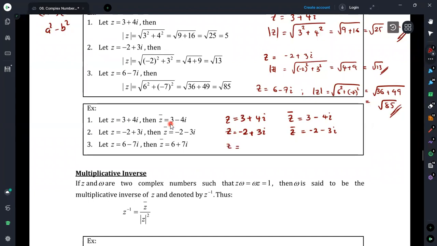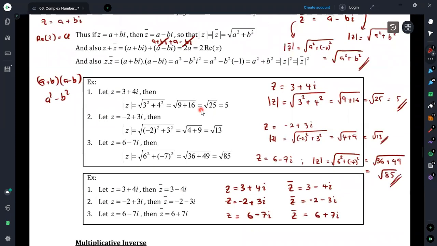Then the last example on this: z equals 6 minus 7i. Then we get z bar equals 6, which is the real part, but the connecting sign should be changed, so it will become plus. Then the next part would be 7i. Therefore, this is how we are finding the modulus and the conjugate of a complex number.